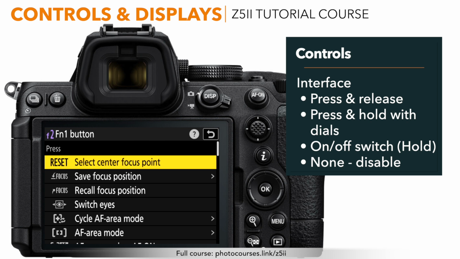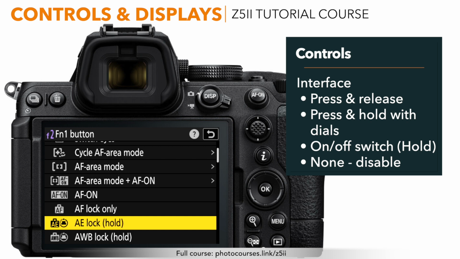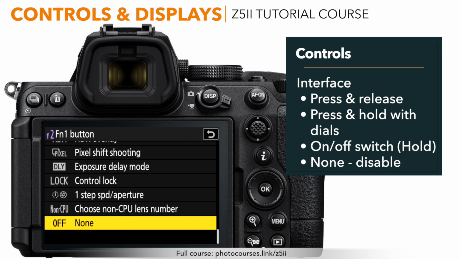Some functions are also press to turn on and press again to turn off. These are indicated by hold next to the function name. Hold does not mean that you need to press and hold these controls. What it means is that when you press and release it, it's going to hold that function until you press and release it again. They will, however, be reset when you cycle the camera power. Some controls can also be disabled by selecting none for the function.